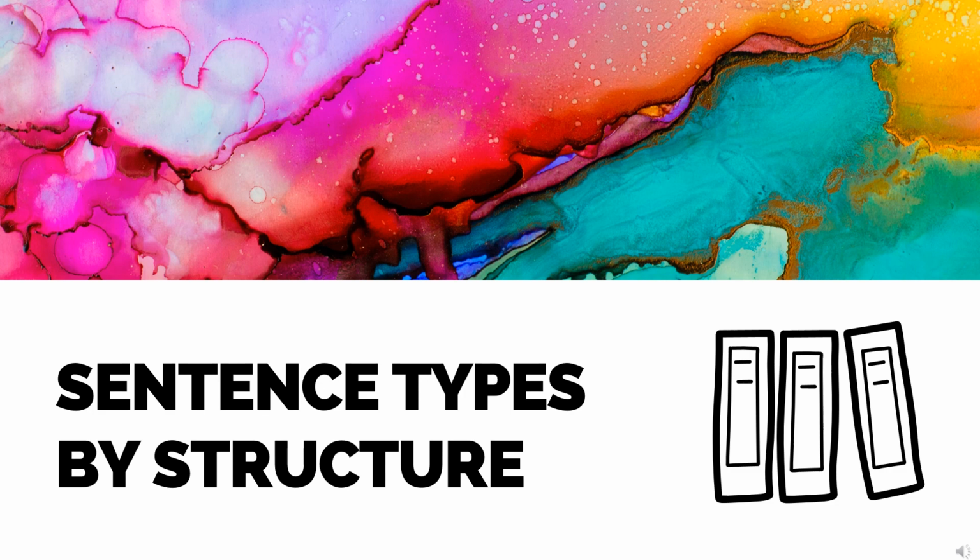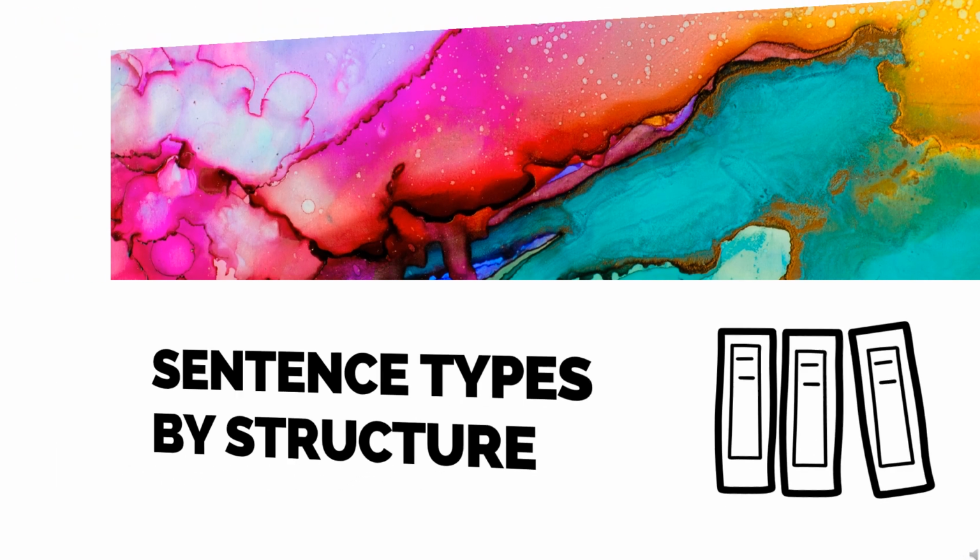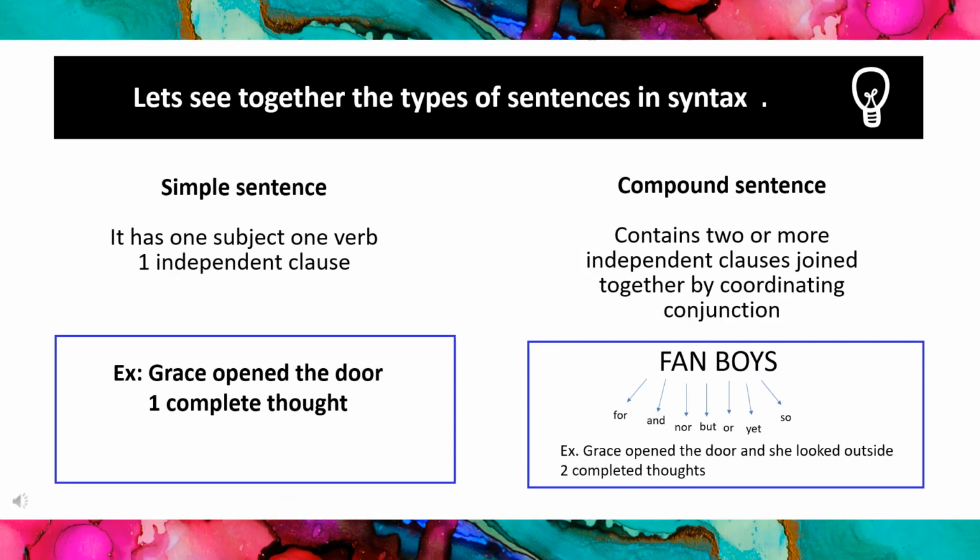So here are sentence types by structure. We have three types of sentences. Let's see together the types of sentences in syntax. First, we have the simple sentence. It has one subject and one verb, which means that we have only one independent clause. Example: Grace opened the door. Grace here didn't do anything except that she opened the door. So we have only one complete thought.